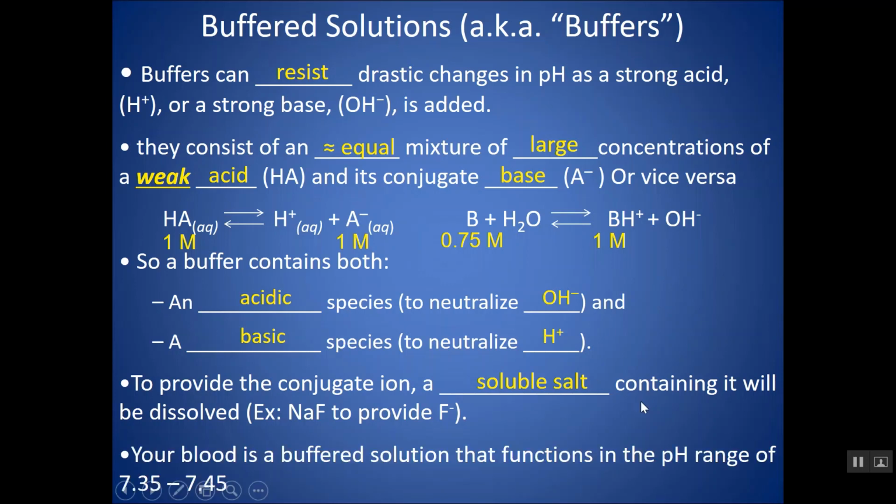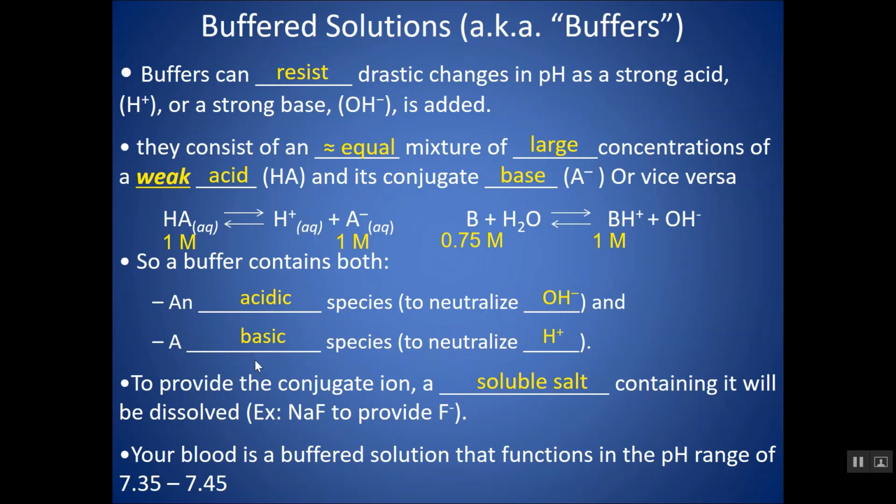And your blood is actually a buffered solution. It functions in the pH range somewhere like 7.35 to 7.45. So to recap, you want a weak acid and conjugate base pair. You want roughly equal concentrations of that weak acid and a source of the conjugate base, like a soluble salt. And you want a weak base and its conjugate acid, vice versa. And you want relatively large concentrations of each. The larger, the more ability to buffer.